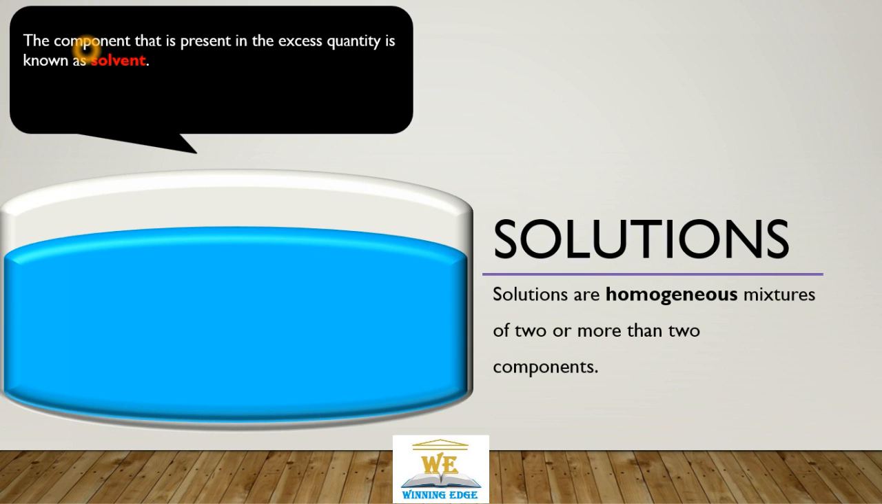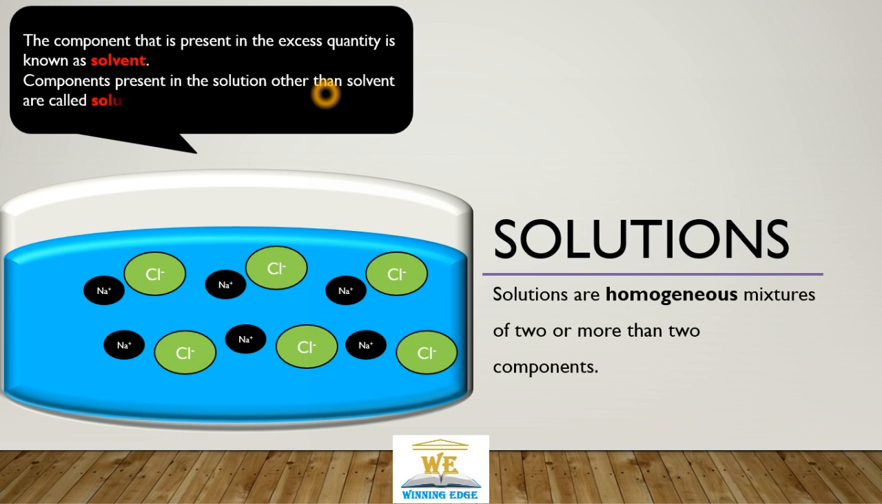Two important components of solutions are, first, solvent. What is solvent? Solvent is the component of a solution that is present in excess quantity. The components of solution present in smaller quantity other than solvent are known as solute. Like in seawater, we have different salts present, like sodium chloride, potassium chloride, nitrates and sulfates of sodium and potassium in minor quantity. All these together make seawater, which is a solution.